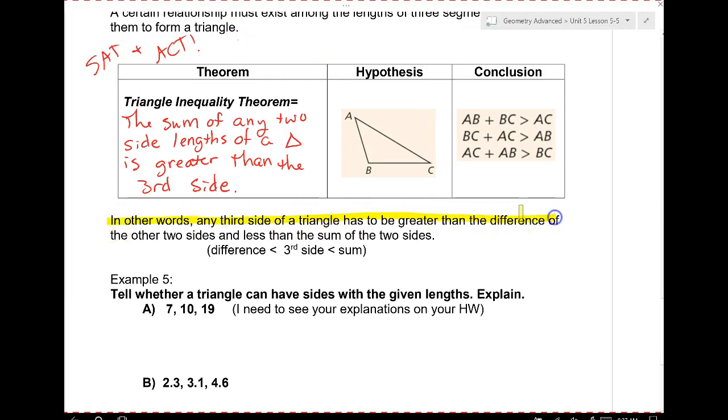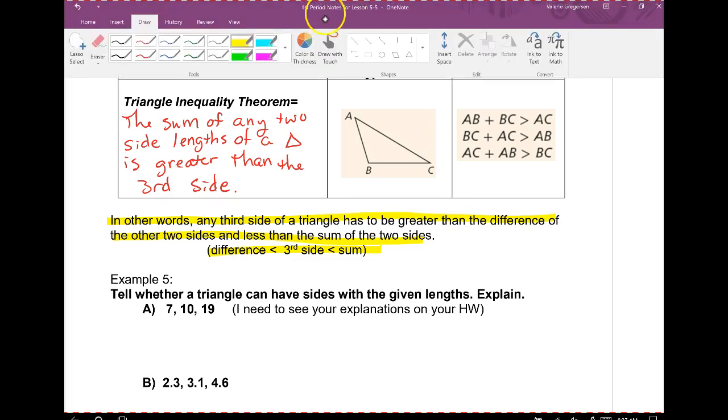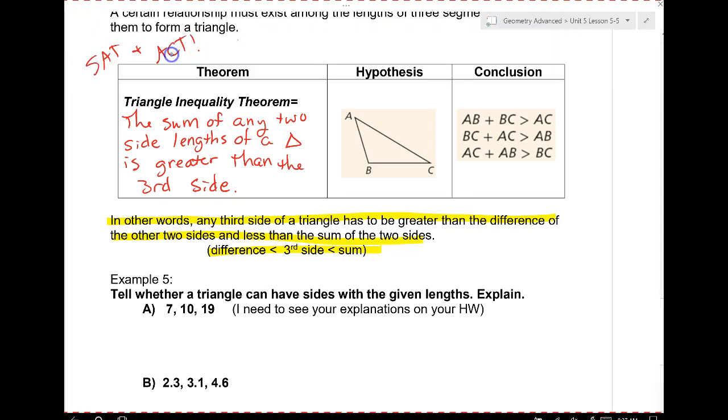This section right here is just as important as the theorem. A lot of times on tests, not just they, I will ask you the same type of things. I will give you 2 sides of a triangle and ask, okay, what are the possible 3rd side lengths? Well, the possible 3rd side lengths are inequalities. It's a range. It's a compound inequality.